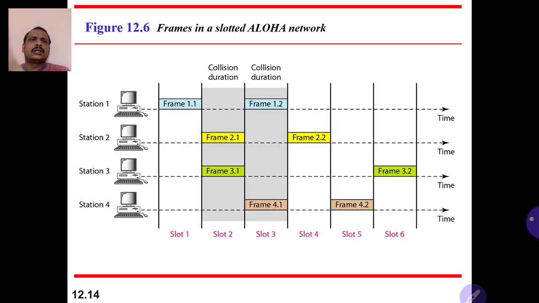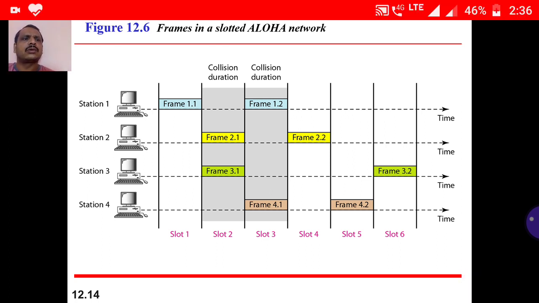Next we'll see the slotted Aloha protocol. In slotted Aloha, we make time slots, where the slot time is equal to the frame transmission period, TF, the time required to transmit a frame from source to destination. Every station has to transmit its data at the beginning of a time slot. If a station misses the beginning of the time slot, it has to wait for the next time slot, and this continues.